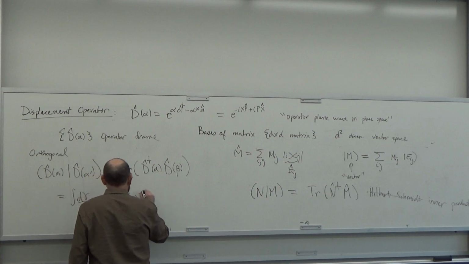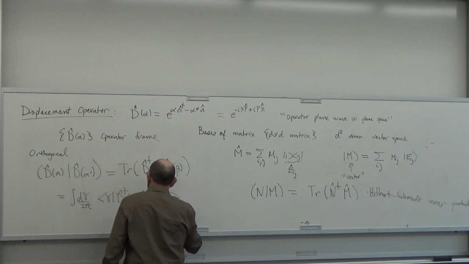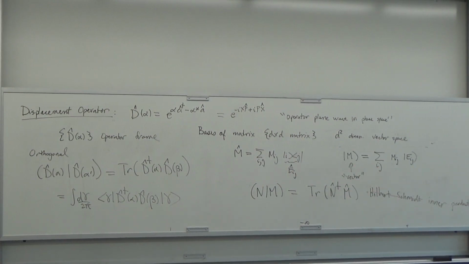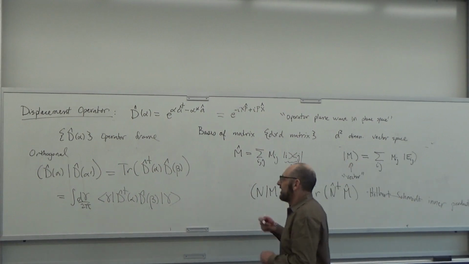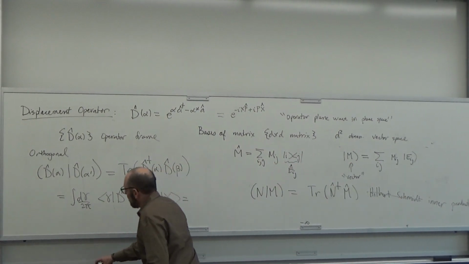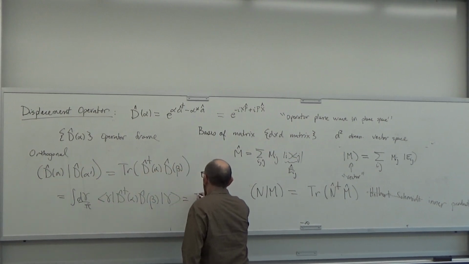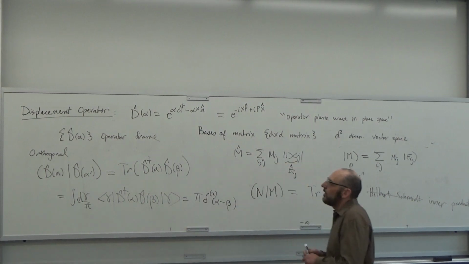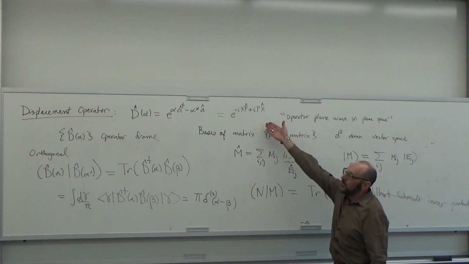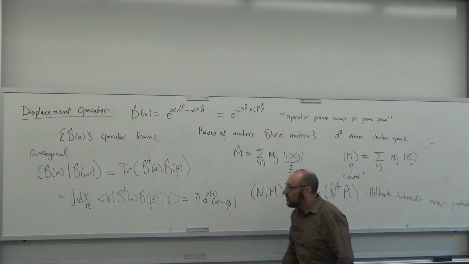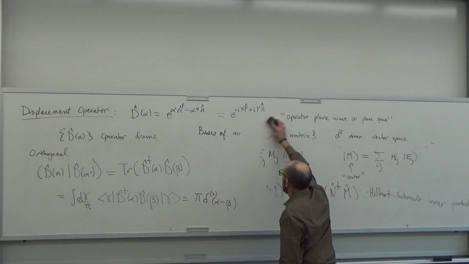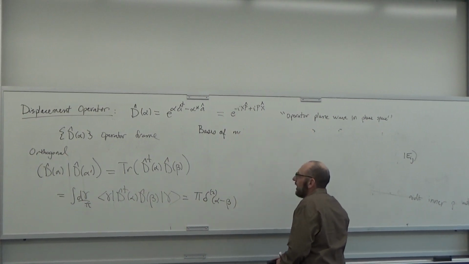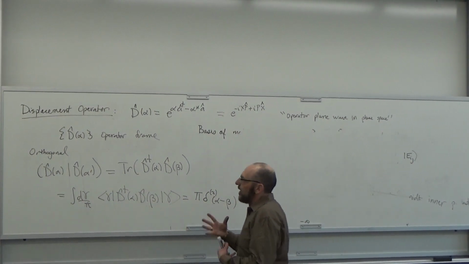That's how you take the trace. You sum all the diagonal matrix elements, in this case in the coherent state basis, is equal to, there's no 2 in there, pi, a delta function in 2D, alpha minus beta. So they're orthogonal, as plane waves are, and they're complete. They're complete in the sense that I can think about them as a basis.